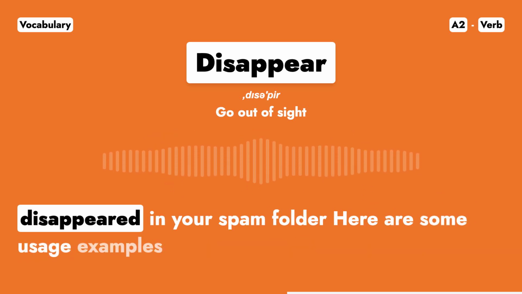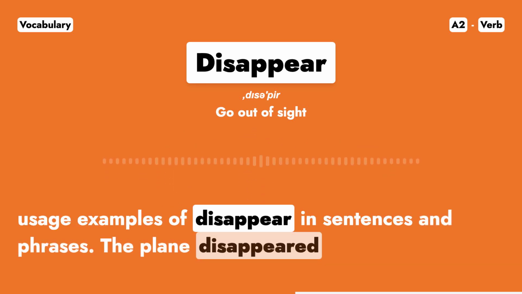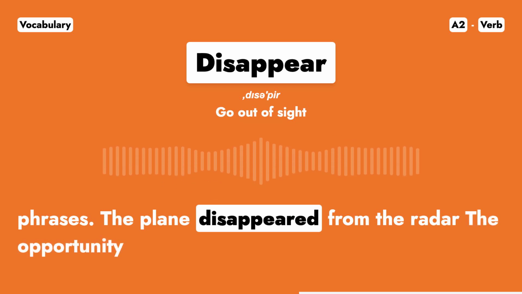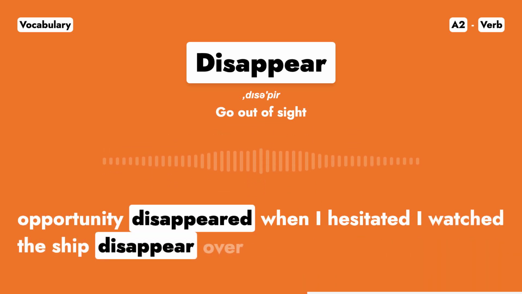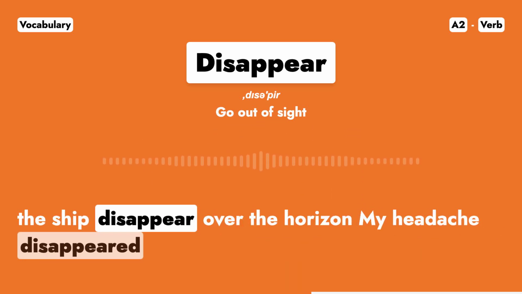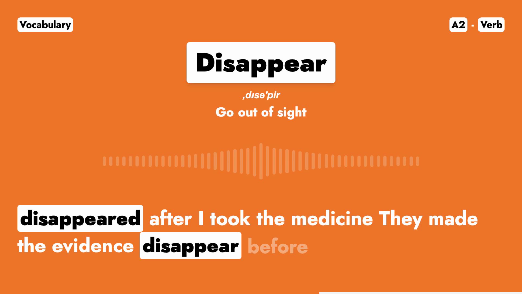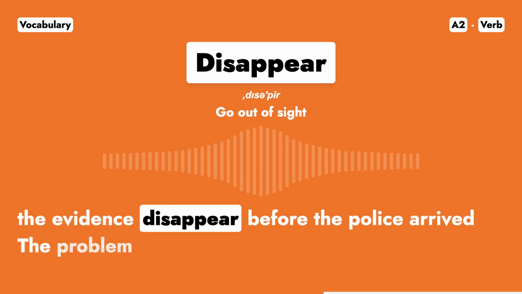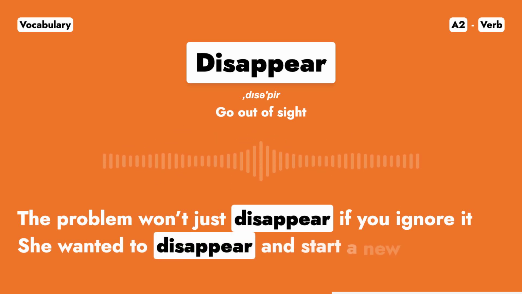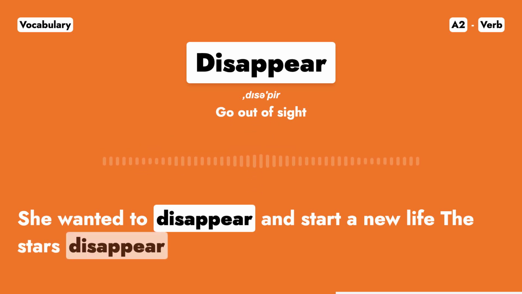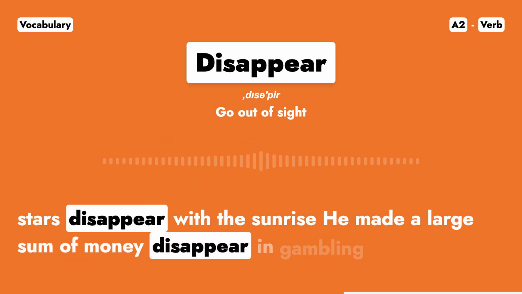Here are some usage examples of disappear in sentences and phrases. The plane disappeared from the radar. The opportunity disappeared when I hesitated. I watched the ship disappear over the horizon. My headache disappeared after I took the medicine. They made the evidence disappear before the police arrived. The problem won't just disappear if you ignore it. She wanted to disappear and start a new life. The stars disappear with the sunrise. He made a large sum of money disappear in gambling.